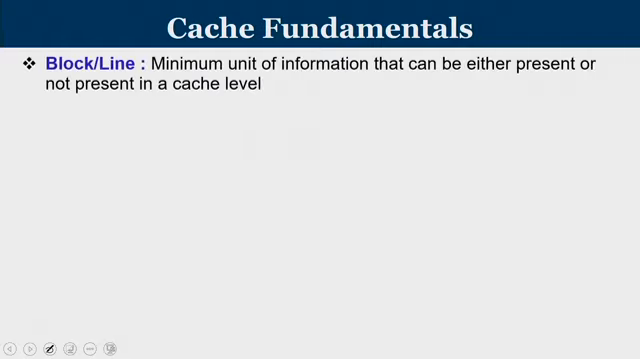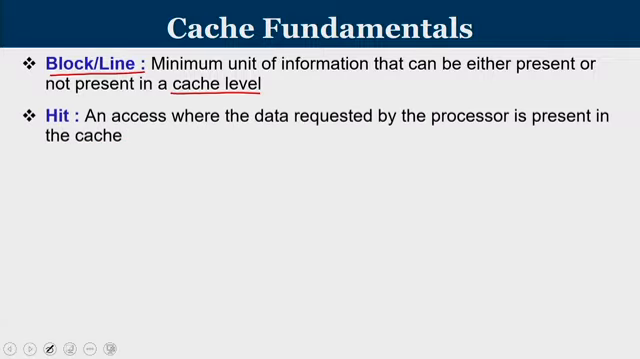Some of the fundamental concepts that we see in cache memory are block or line, both are the same. It is the minimum unit of information that can be either present or not present in a cache. So, you bring a block of data from main memory into cache, or you bring a line of data from main memory into cache. A block is either present or not present in the cache. You cannot have part of a block present in the cache.